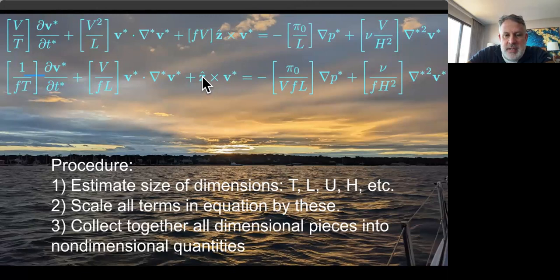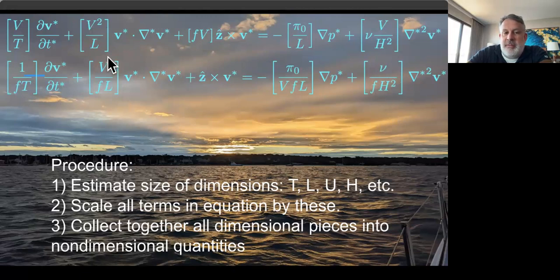And so then I just get z-hat cross the dimensionless velocity is my Coriolis term. I get 1 over F times time in here, because the V cancels with this V and the F stays there. This one I get V over FL, where one of the V's here cancels out, and then the F goes in the downstairs. I get the pressure scale over V times F times L, and then I get the viscosity over F times H squared for this one.